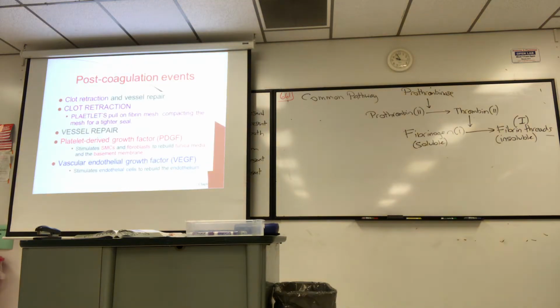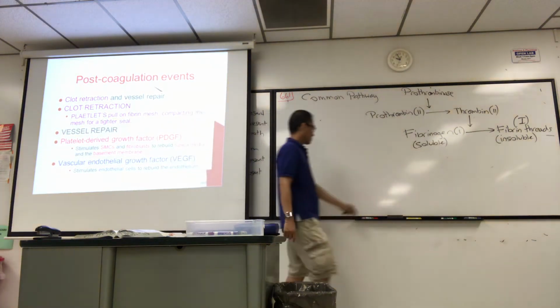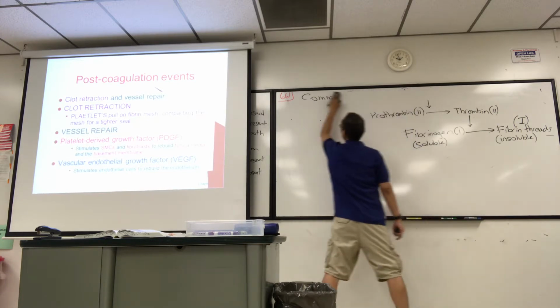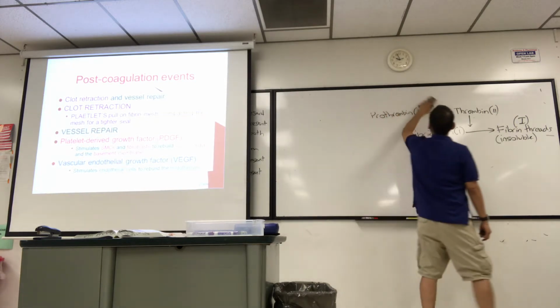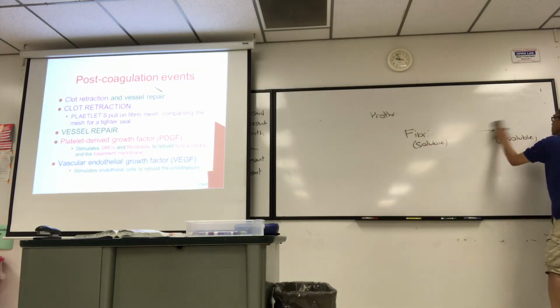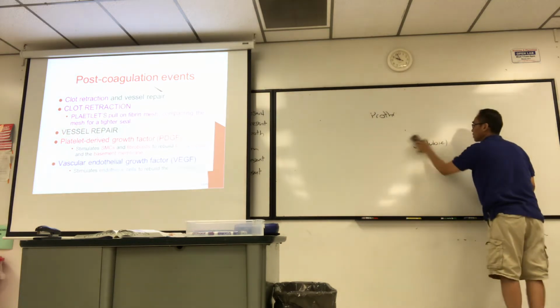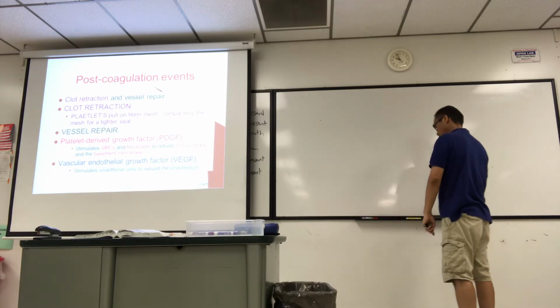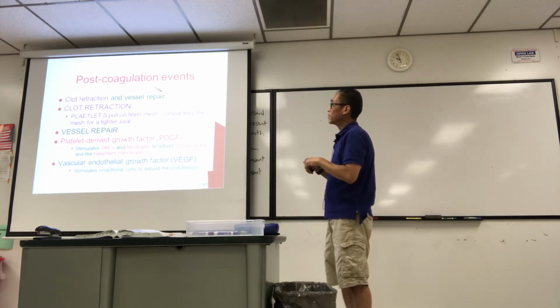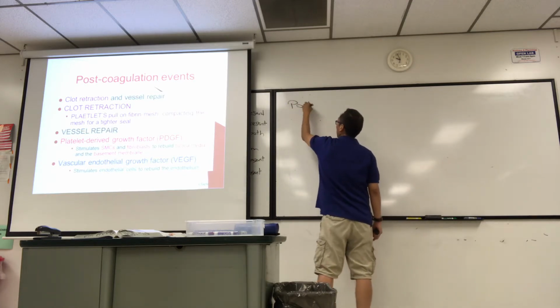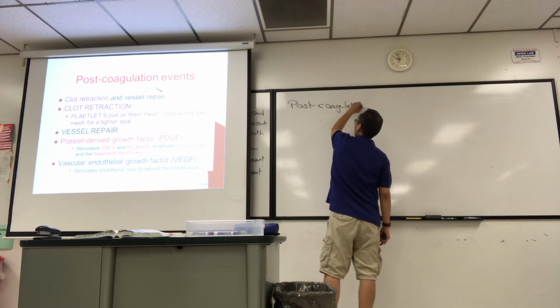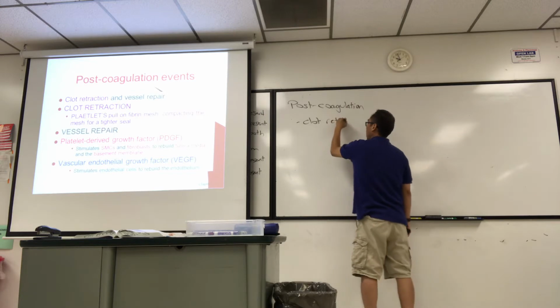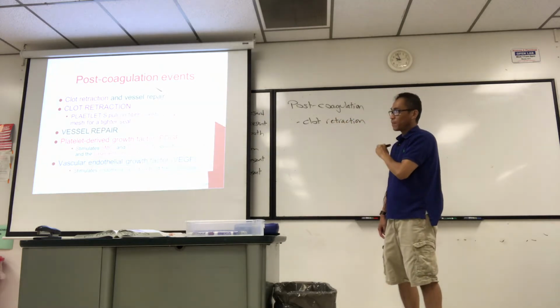The next step is post-coagulation. You want to retract that clot. You just want to pull the tissue together. Platelets pull on the mesh, compacting it for a tighter seal. You can allow for vessel repair. Called post-coag. Clot retraction. That allows for vessel repair.